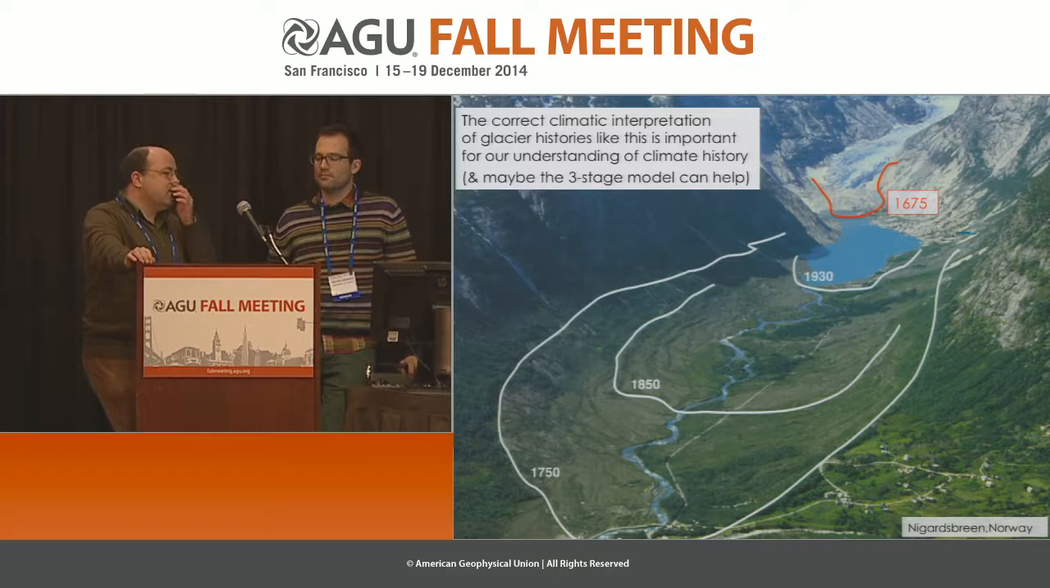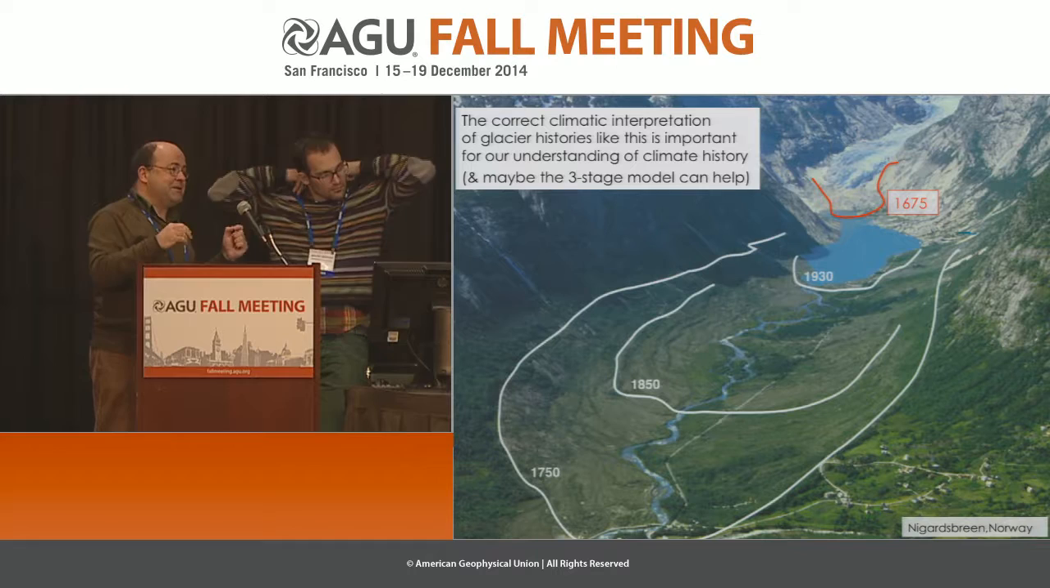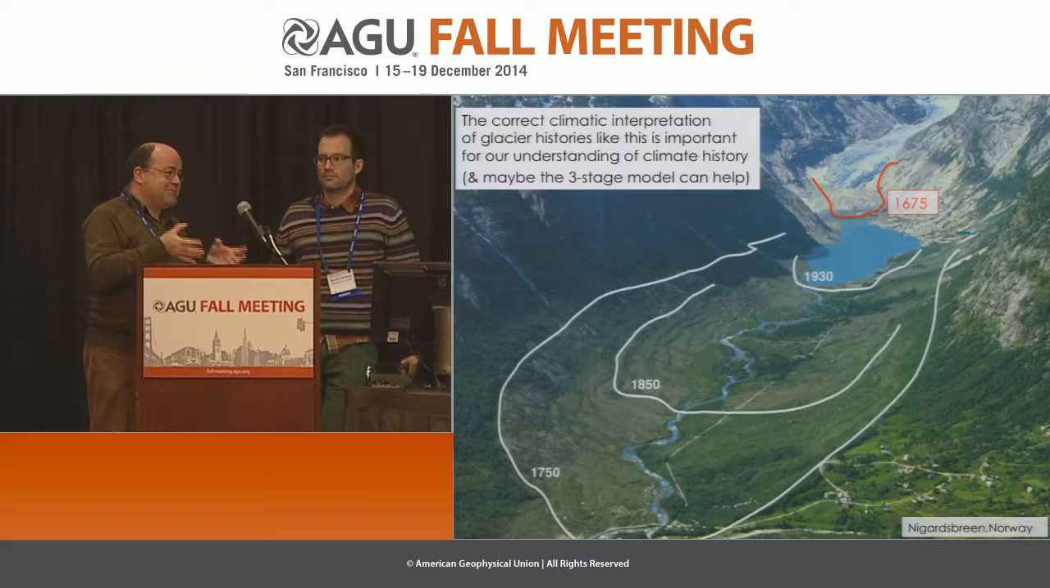So it was beginning to break down for Nigardsbreen because of that slope break. So there's an asymmetry between advances where you've got to build a great big thick tongue versus retreats where it's changed substantially. So no linear model is going to be able to replicate that behavior. So those are the kinds of things that you need to be aware of.